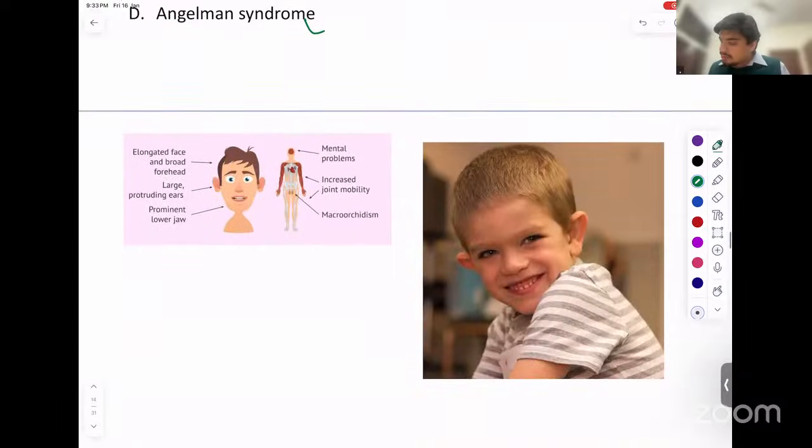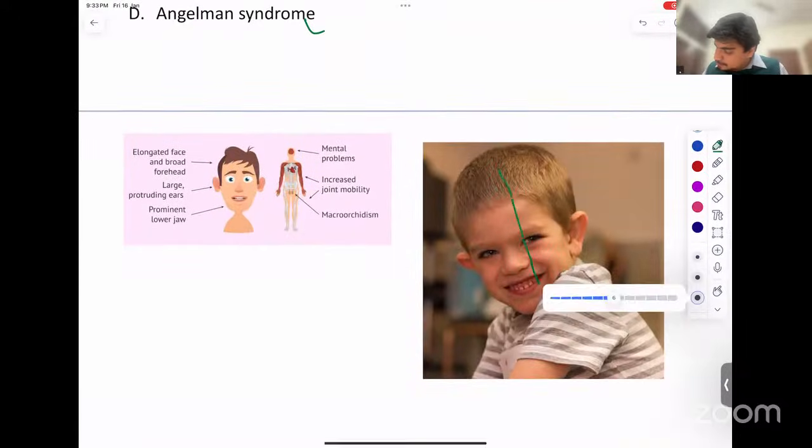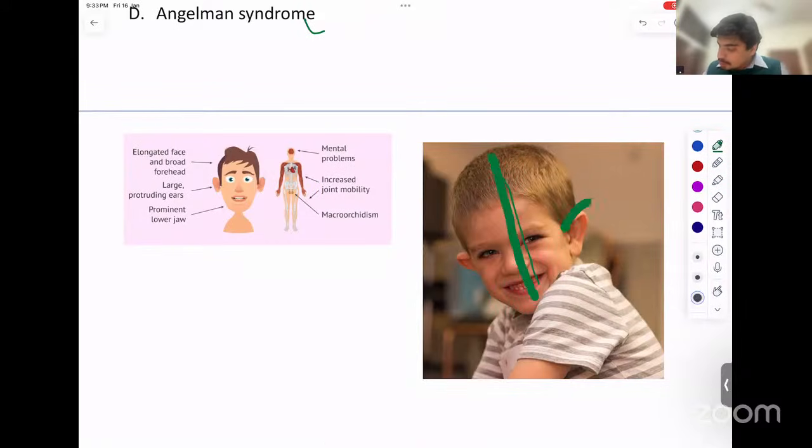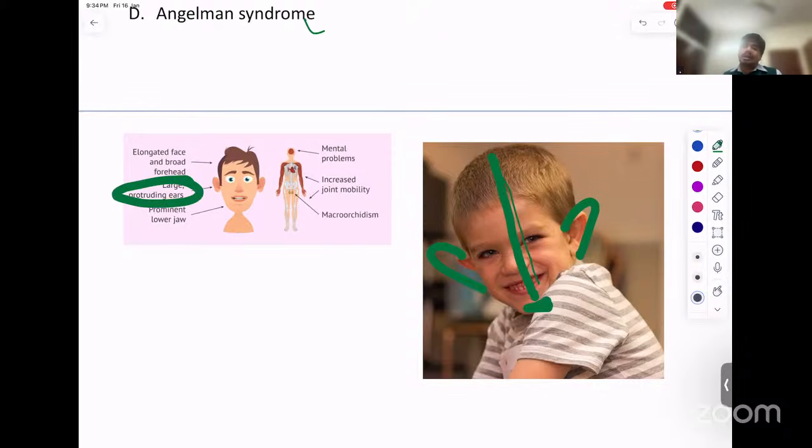So this is how fragile X chromosome looks like. You can see the abnormally long face, right? They tend to have large protruding ears and a prominent lower jaw. The lower jaw is very prominent. This is very characteristic as far as your fragile X chromosome disorder is concerned.